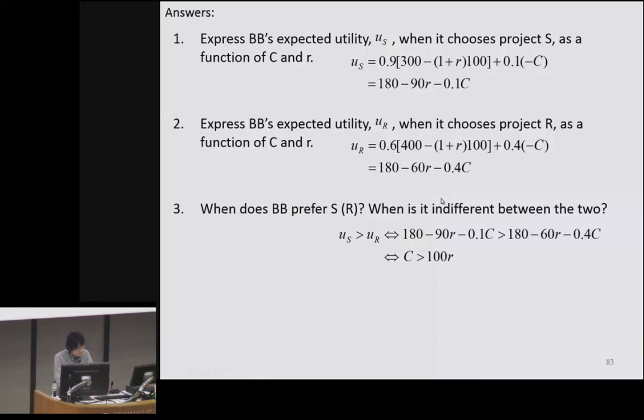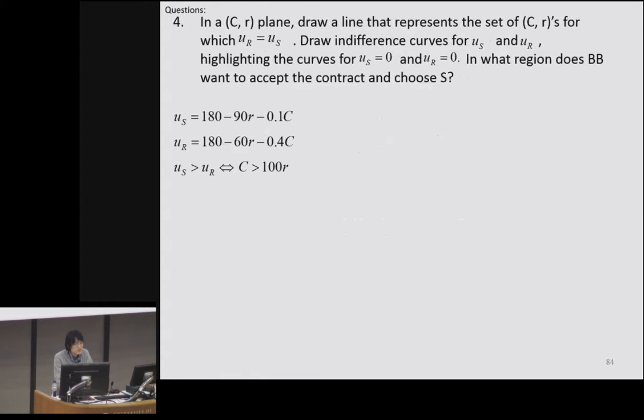So far so good? Question 4. In the CR plane, draw a line that represents the set of contracts for which Brown Bakery is indifferent between the two projects. Draw indifference curves for Brown Bakery's payoff from selecting the safe project and their payoff from selecting the risky project, and highlight US equals 0 and UR equals 0. In what region does Brown Bakery want to accept the contract and select the safe project? These are the summaries of the previous 3 questions.